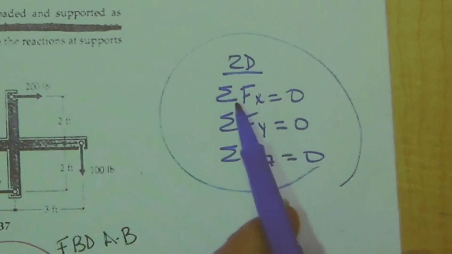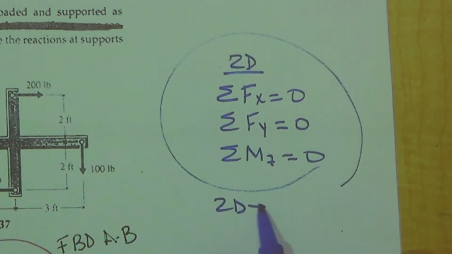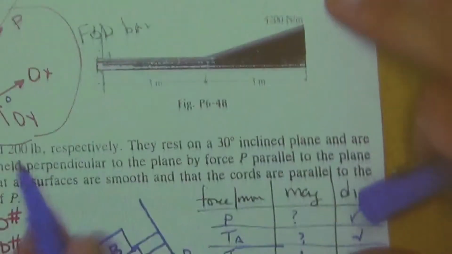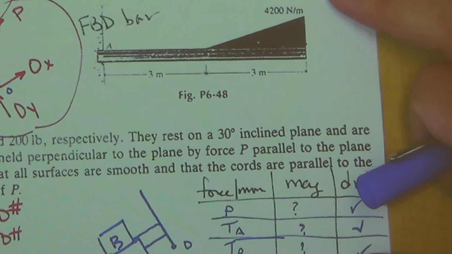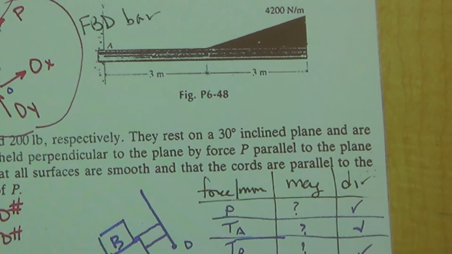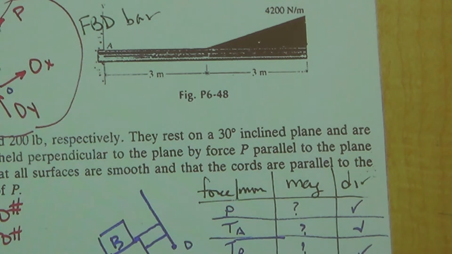Right? On a 2D problem, we have some of the forces in the X, some forces in the Y, and some of the moments. So for a 2D problem, I have 3 equations possible. So if I have 7 unknowns and I need 7 equations, I divide 7 by 3, and it's over 2, so I need 3 equations, 3 bodies. So I need 3 equations from one body, 3 equations from another body, and then 1 more equation from a third body. Good?